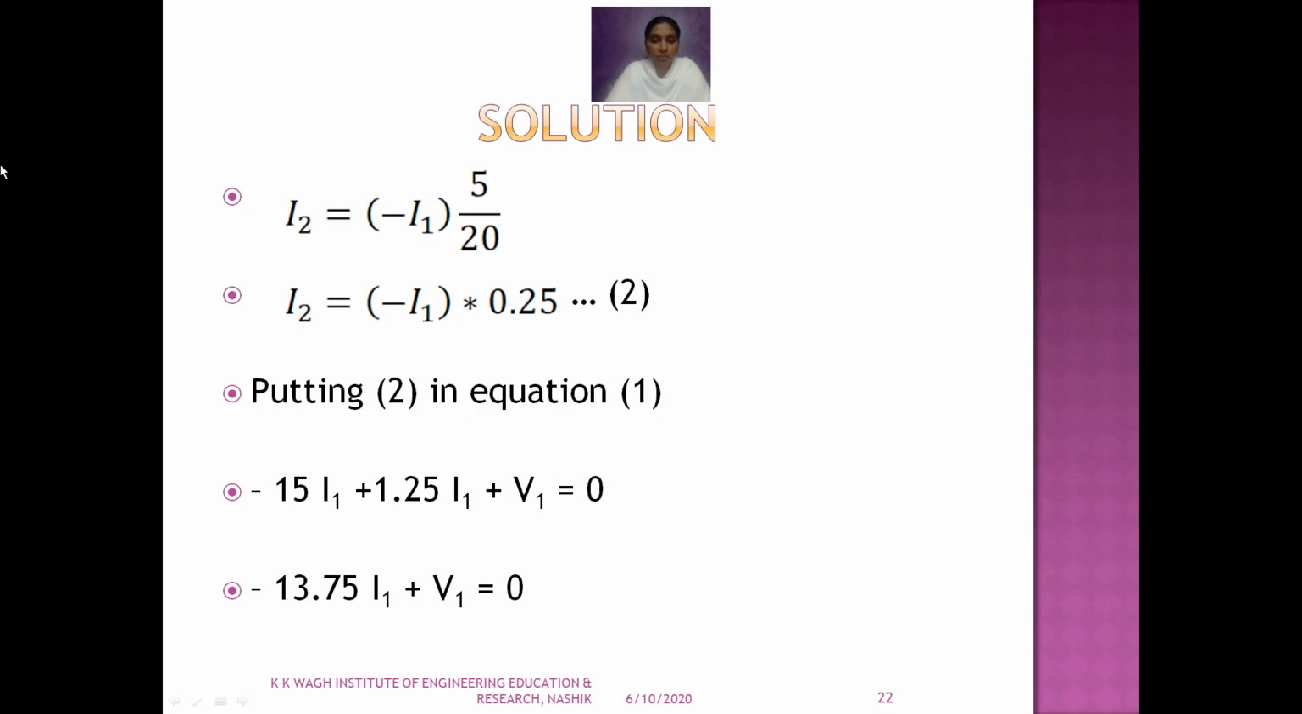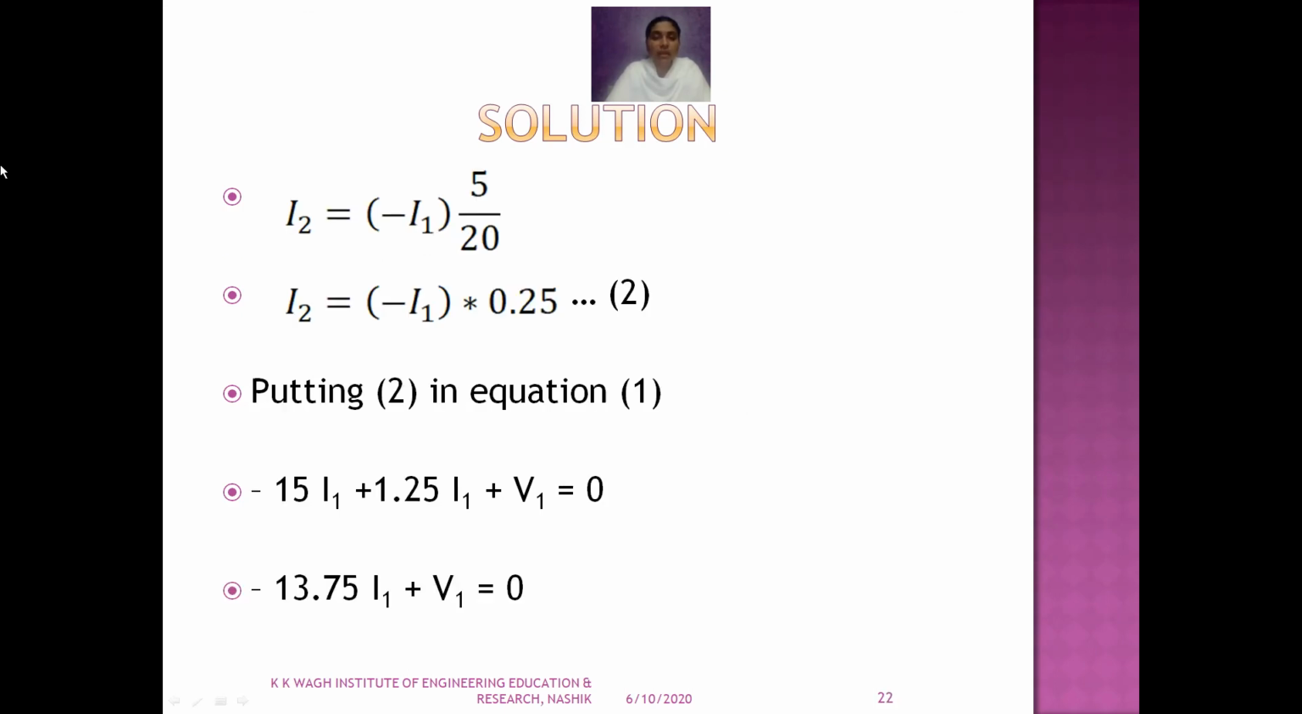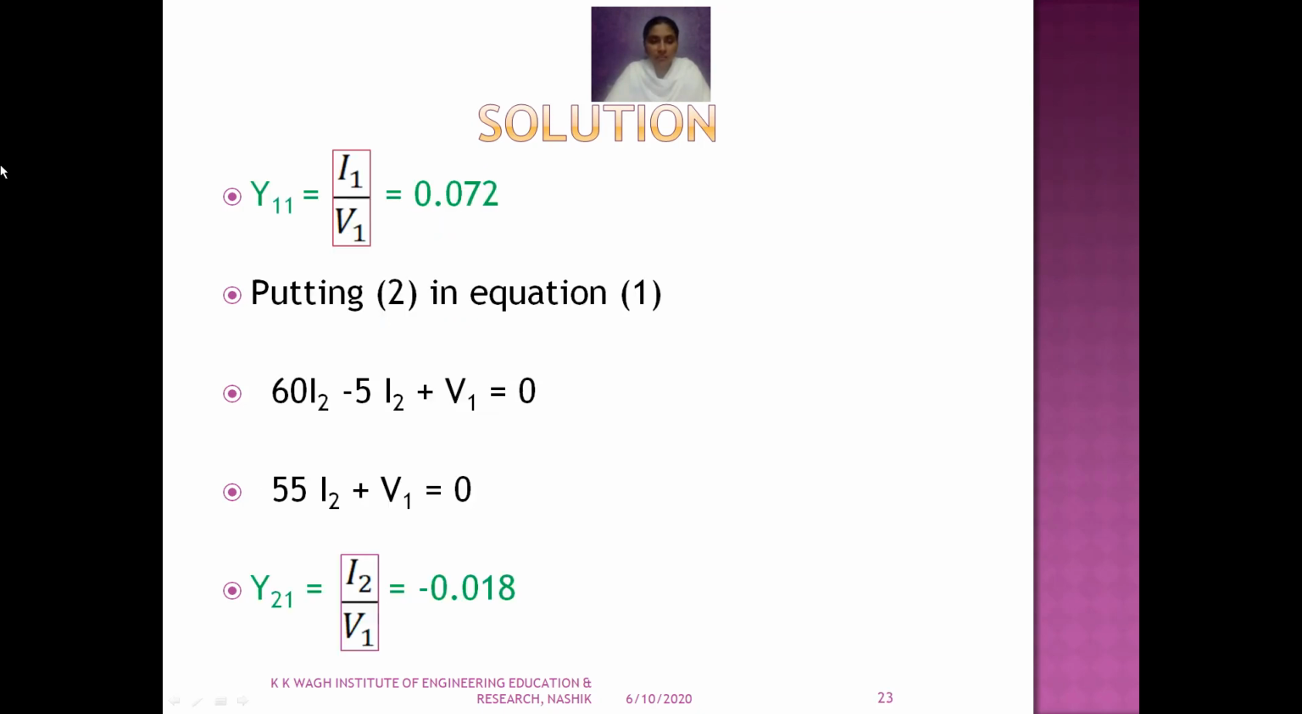Putting equation 2 in 1. Equation 1 was in terms of I1, I2 and V1, three variables. So I am putting 2 in equation 1 and eliminating I2. So what I am getting now is minus 15 I1 plus 1.25 I1 plus V1 is equal to 0. Combining the terms of I1, minus 13.75 I1 plus V1 is equal to 0. So Y11, which is I1 upon V1, is 0.072.